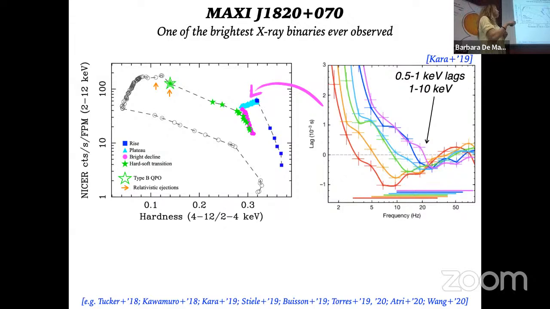Basically, this source was studied to look for reverberation lags. And in this study, reverberation lags were reported for a few observations in the bright hard states. So this is another way of representing these lags. It's a plot of time delay as a function of temporal frequency, and the reverberation lag is this negative feature here. As you see, there is a clear evolution of this lag. As the source moves in this direction towards softer states, the lag becomes increasingly shorter.